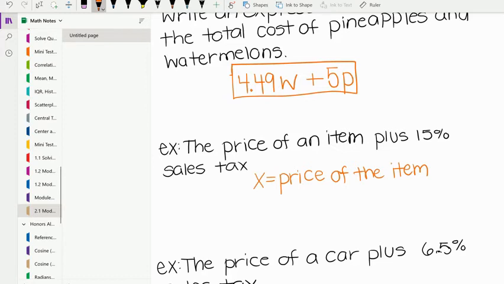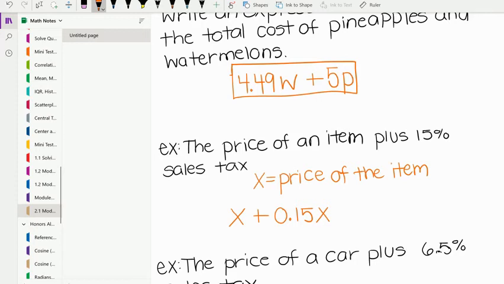So we have the price of the item plus 15% sales tax. That means the price of the item, which is X, plus, so I can't just say 15%. I can't put that in my calculator. So what you have to do is change it to a decimal. You move the decimal 2 places to the left. So this would be plus 0.15. But then you have to ask yourself, 15% of what? If I'm doing sales tax, I take 15% of the price of the item. So it should look something like that. So we have the price of the item plus 15% sales tax on that item.